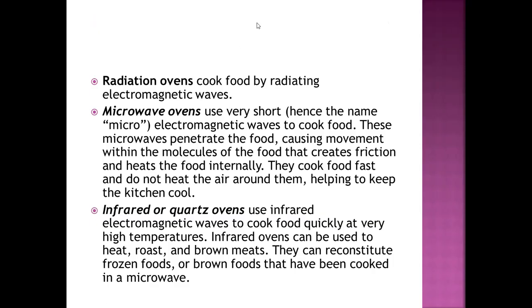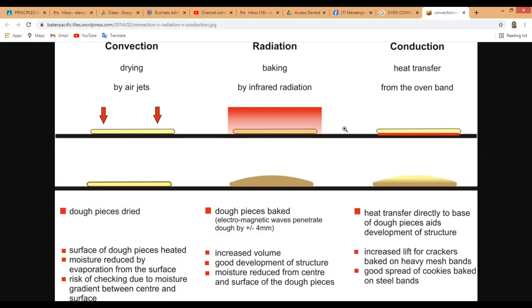Before proceeding to that, I will show you a picture of the difference between the convection, conduction, and radiation. So, if you're cooking by a convection oven, you can see here drying by air jets. And then this is a piece of dough or bread. So, the dough pieces were dried and the surface of the dough pieces heated. Moisture is reduced by evaporation from the surface and there is a risk of checking due to the moisture gradient between center and surface.